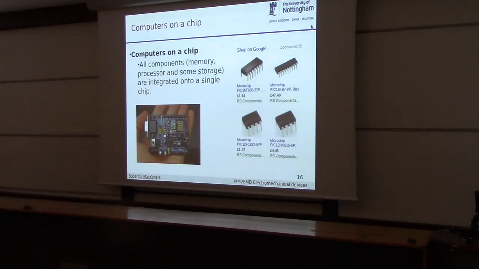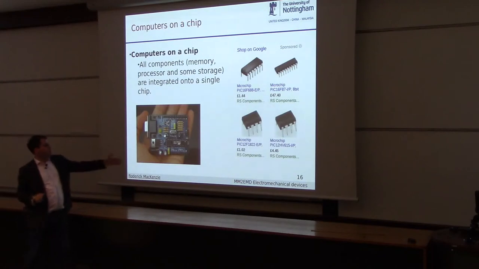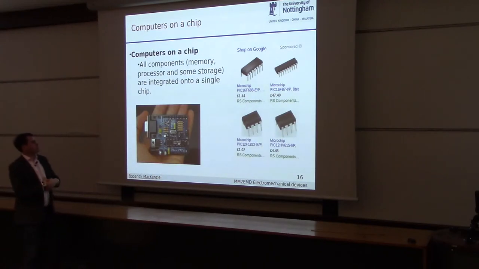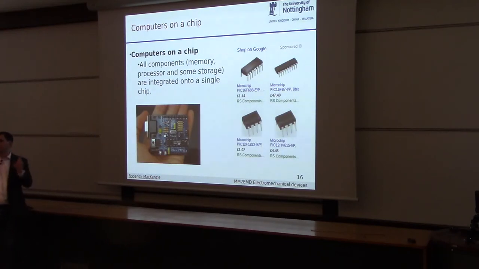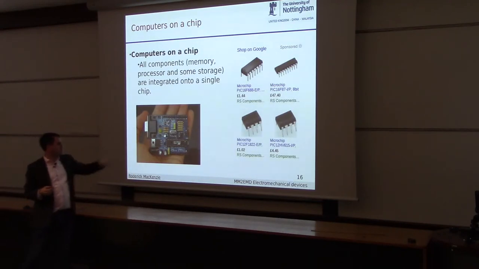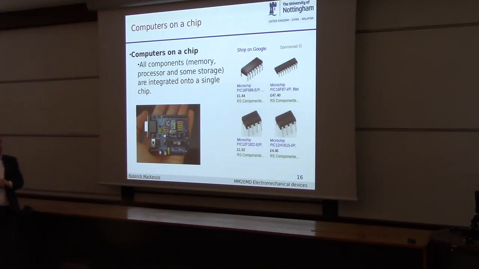So there we go. This is how cheap computers are these days. If you put microcontroller into Google Shopping, you come up with these computers as the first hit. So you can get a whole computer for £1.44. It'll have its memory, some storage, CPU, everything for £1.44. A very clever, sophisticated device. It'll probably even have a serial communication port in it.